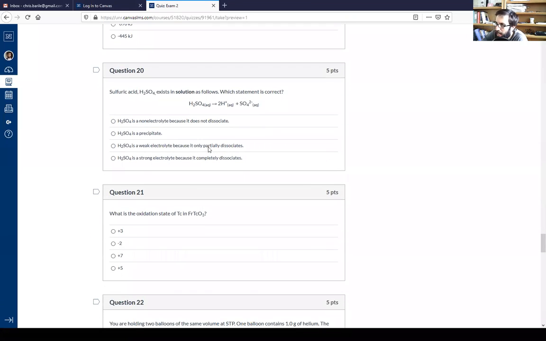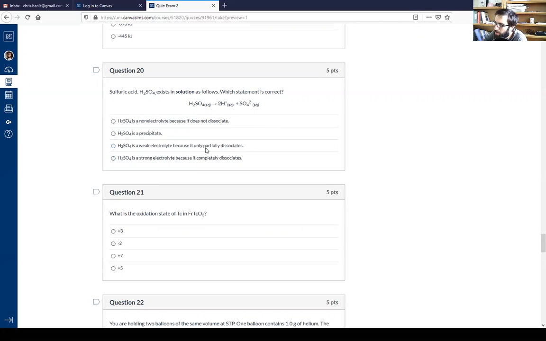Next one, sulfuric acid, H2SO4, exists in solution as follows. Which statement is correct? Now look carefully at how this is written. H2SO4 with a single-headed arrow goes to hydrogen ions and sulfate. H2SO4 is a non-electrolyte because it does not dissociate. No, look, it's dissociating into ions right here. That's pretty clear. It's a precipitate. Remember, a precipitate is a solid in solution. There's no solid here. It says aqueous, aqueous, aqueous. Aqueous means it's dissolved in water.